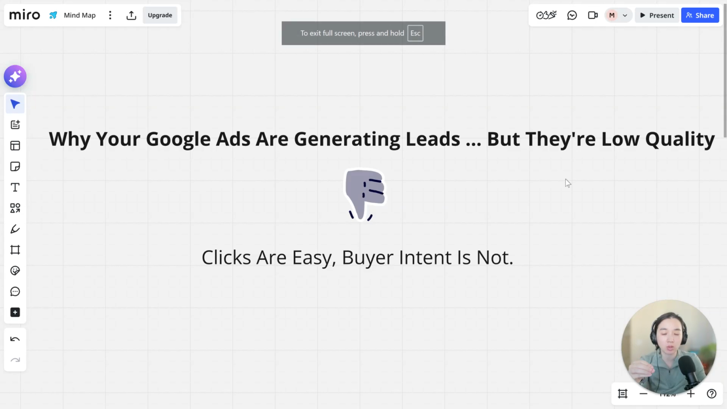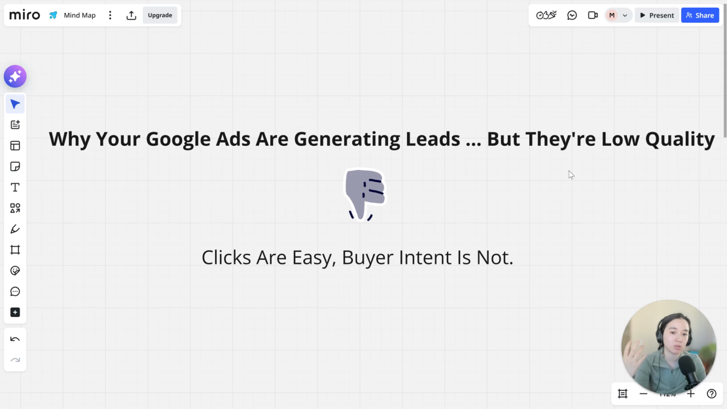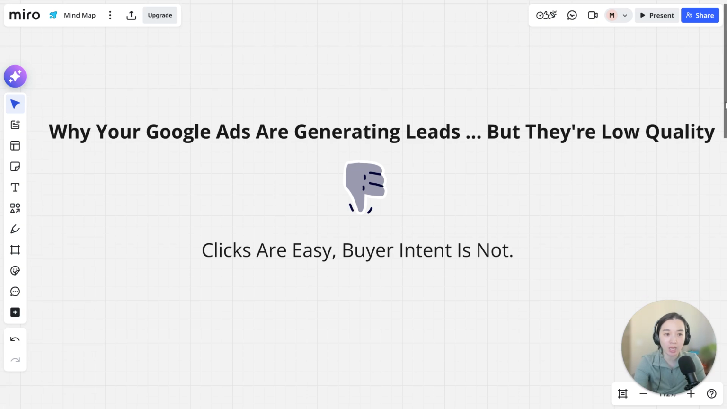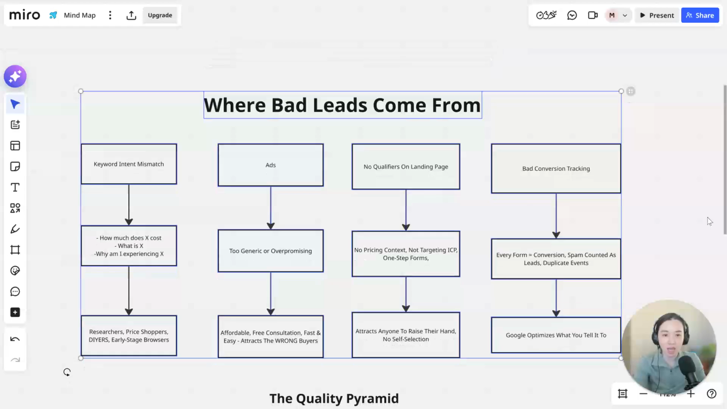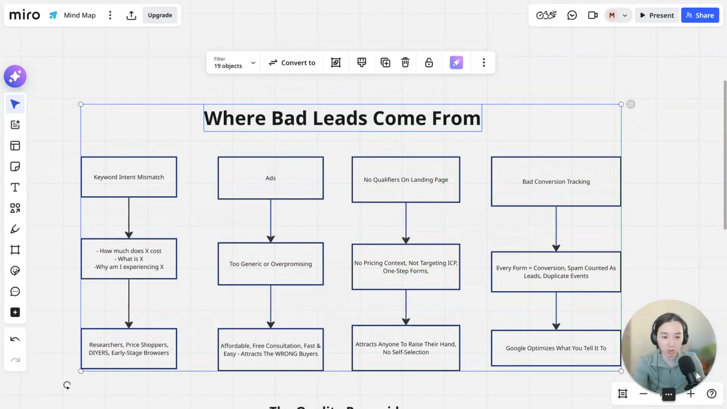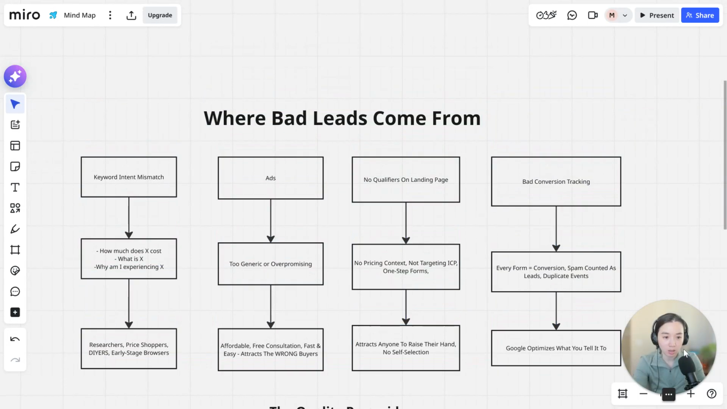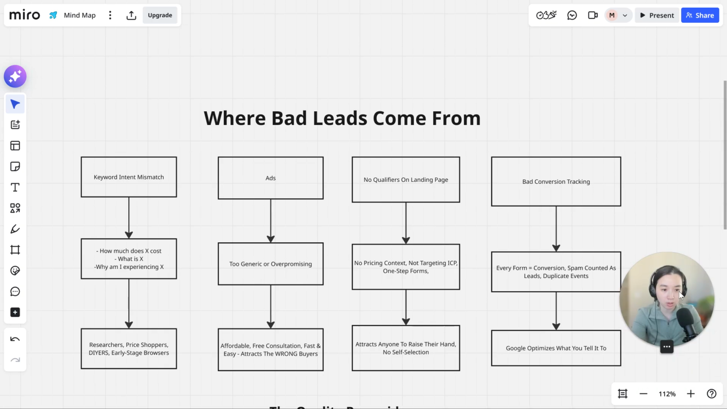So let's go ahead and take you through a very common thing that I see with clients. They set up their campaigns, they start running it, they are able to get lots of clicks, but they're not able to get quality leads. Clicks are easy, but buyer intent is not. So why is that the case? Let's talk about where bad leads actually come from. So let me go ahead and take you guys through that over here.